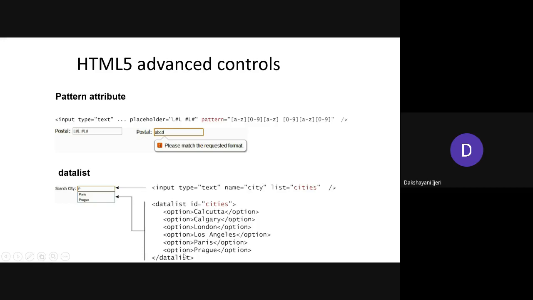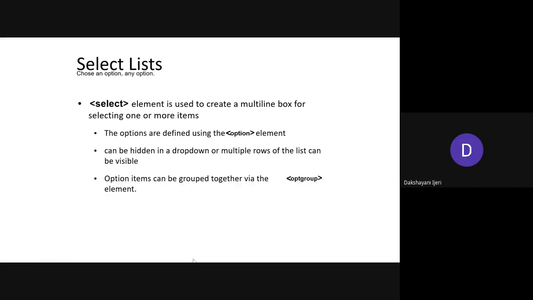In order to add multiple options to this, you have to use the option element followed by whatever option you want to create here. Since it is an example of cities, we are going to take the names of cities as options to be displayed, through which the user will be able to select any one option. Once you completely add all the options, you can close it with the closing datalist element. Okay, so similarly you have the select element also, which is popularly used.